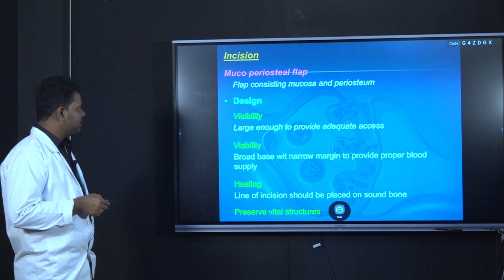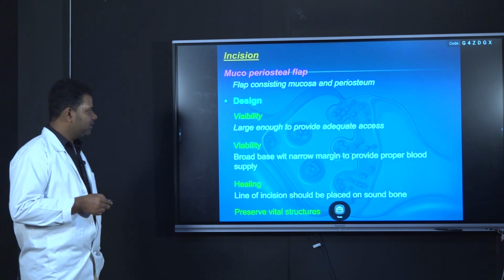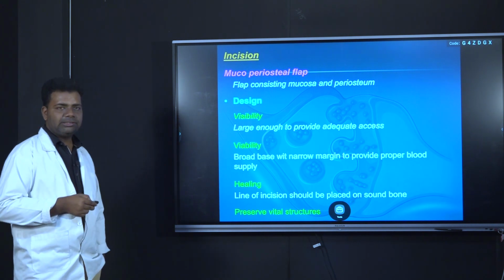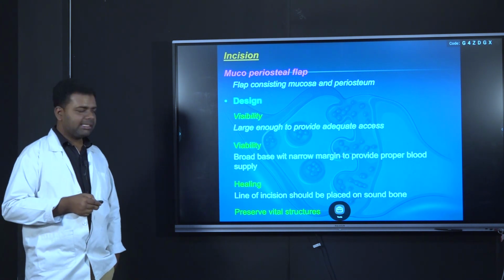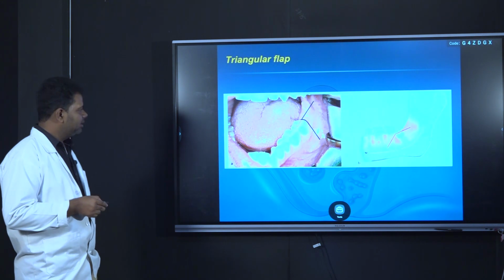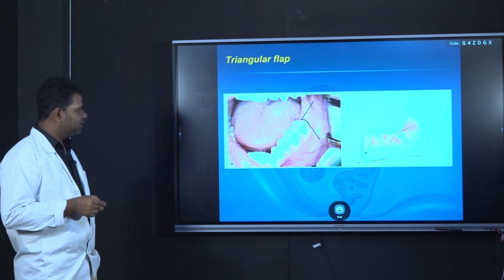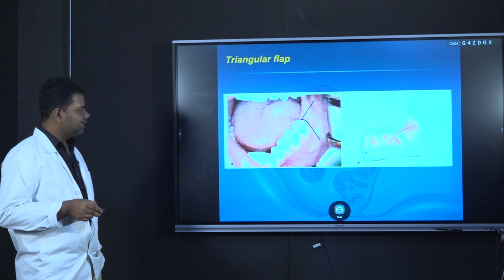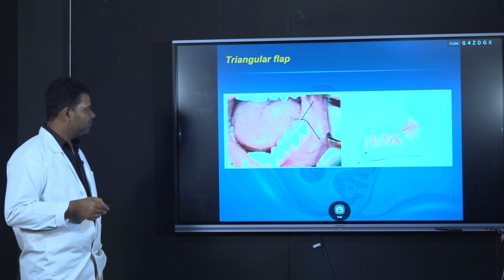Here the incision can be started from a mucoperiosteal flap, so particularly the design should be such that our tooth should have adequate visibility and access. And here the triangular flap can be given where the tooth is entirely in the bone, so that the triangular flap can give good access.